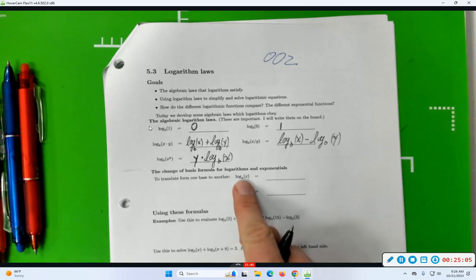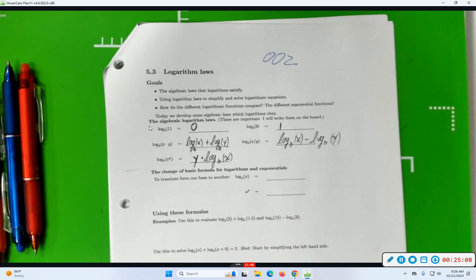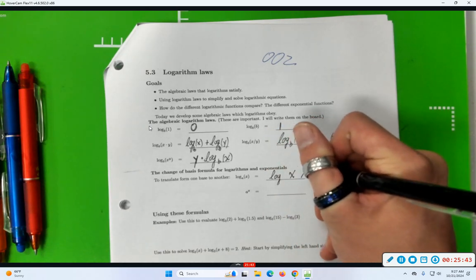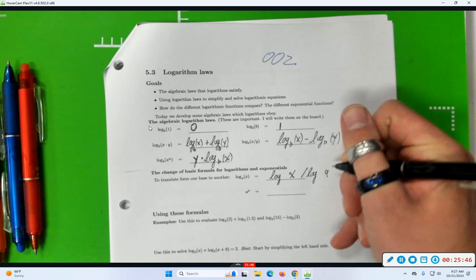Moving on to a few more. This is one that we've used a little bit in the past because we kind of needed it to use a calculator to compute anything if you didn't have a button for different bases in your calculator. People just remember the change of base formula. The log base a of x is the same as, let's use base 10, the log of x divided by the log of a.